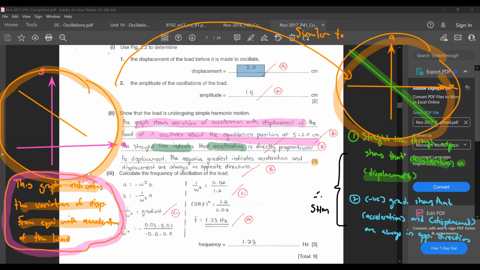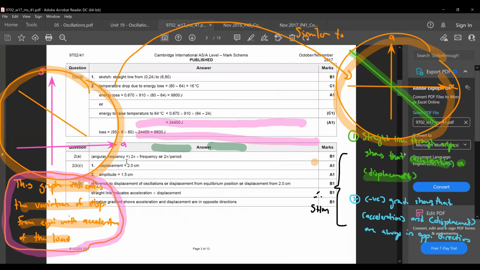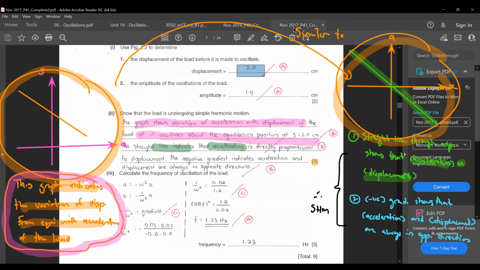The marking scheme itself was actually equally confusing. They actually didn't really say much. They just said this. If you just read the marking scheme, for the 3 marks that were given to you, they just say reference to displacement or oscillations, or displacement from equilibrium position, or displacement from 2 centimeter. That was the first point they want. Then after that, they say, okay, then you say the straight line indicates acceleration is proportional to displacement. The negative gradient shows acceleration and displacement are in opposite directions. Okay, so here, you just basically need to write this first point here. Okay, then after that, you relate to the 2 points that I just mentioned on the right here.